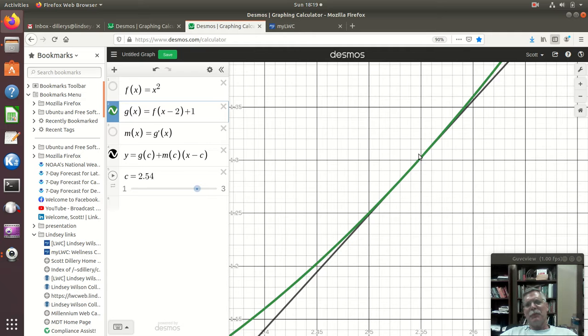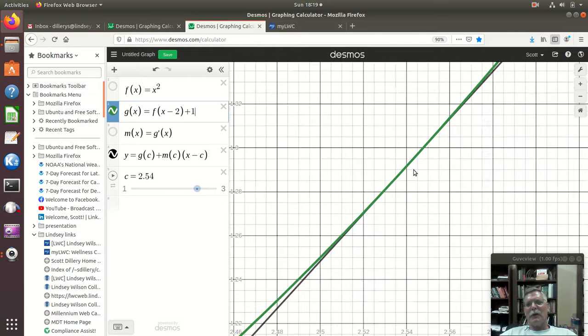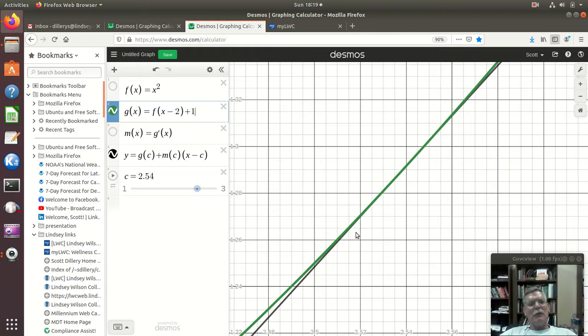Well, notice what happens as I... let's see, what I'm trying to do is, I guess when you zoom in far enough it kind of loses that dot. So this is at 2.54, so I'm right here.